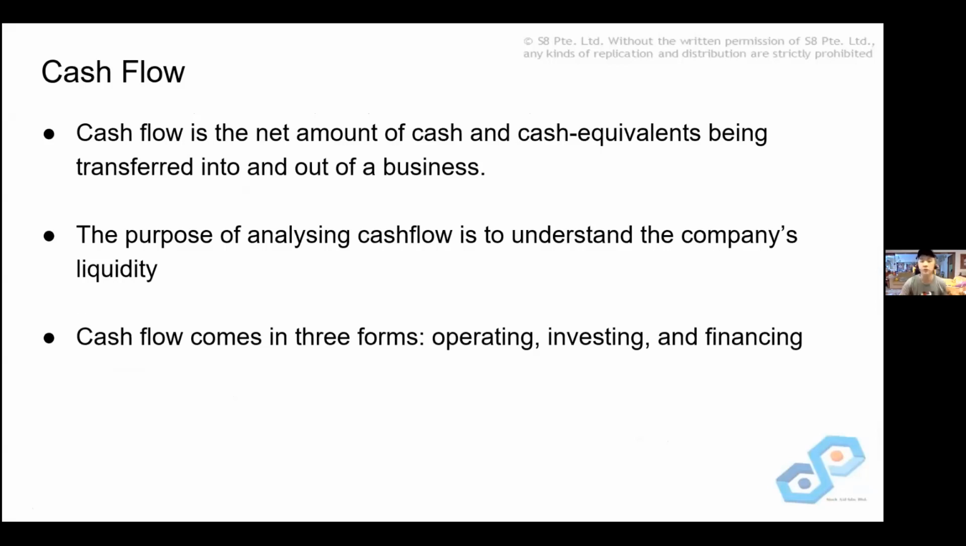This is the third financial statement and the last one that we'll be talking about today. It is basically the net amount of cash and cash equivalent being transferred into and out of a business. Now, the reason why we analyze the cash flow is to understand the company's liquidity. So you can say that the company's cash flow is like the performance of the P&L and the health of the balance sheet, half and half. I'm looking at the performance as well as the health. My cash flow is useful like that.